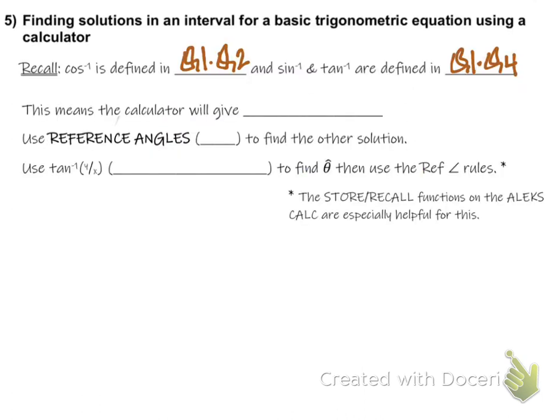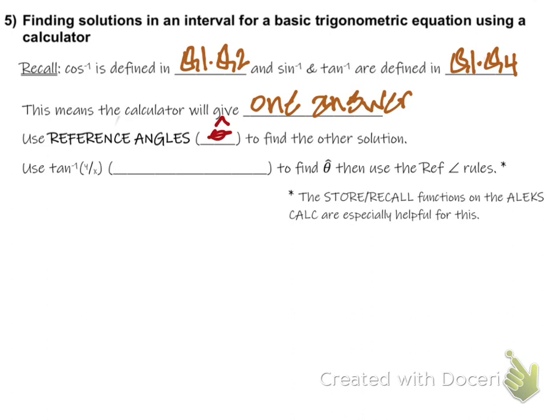So what this means is the calculator will only give us one answer. Because if we're looking for a positive, it's only going to give us the quadrant 1 for cosine. It's not going to give us quadrant 1 and quadrant 4. So that means we're going to have to use our reference angles, our theta hats, to find the other solution.